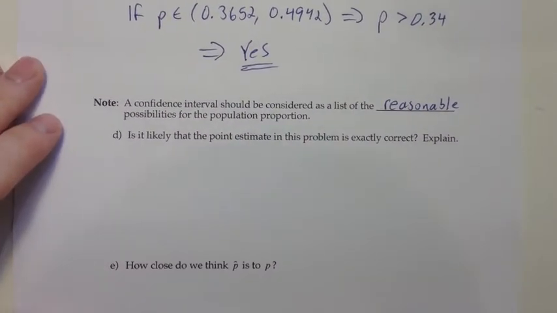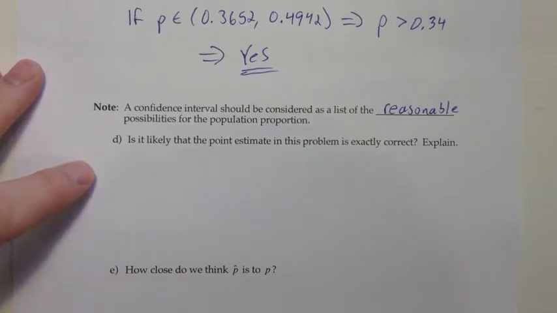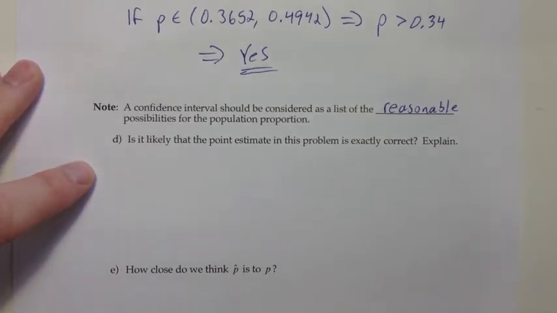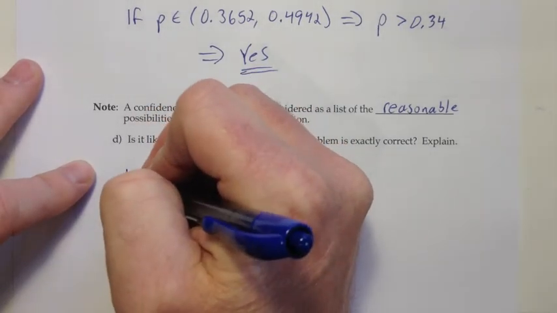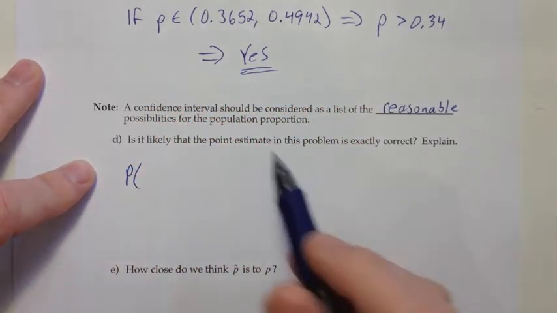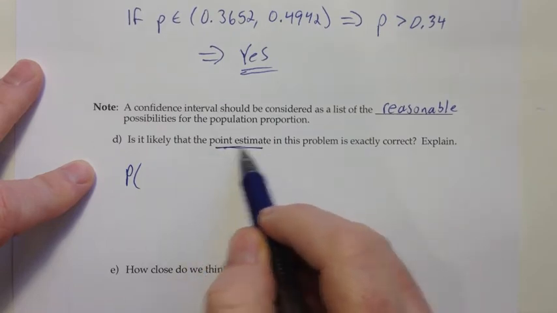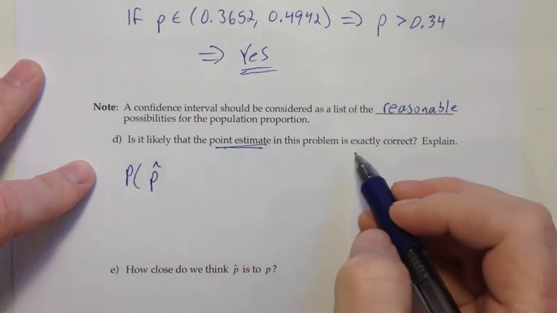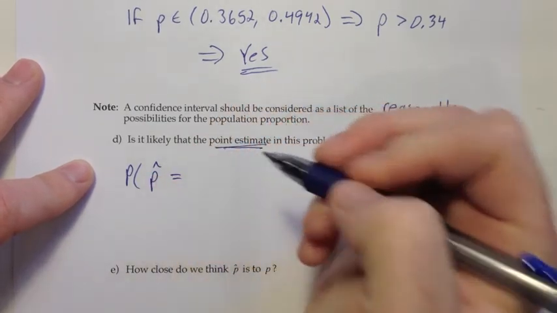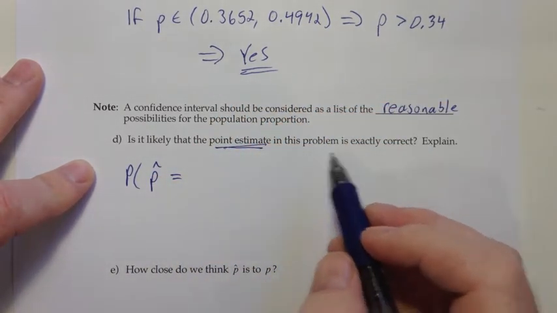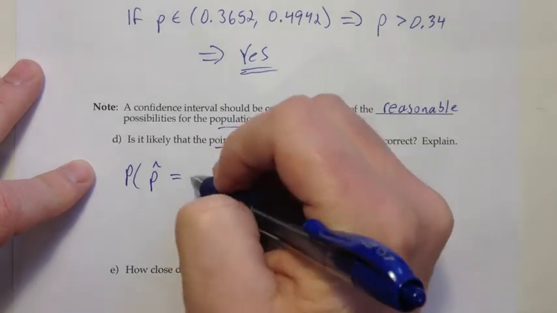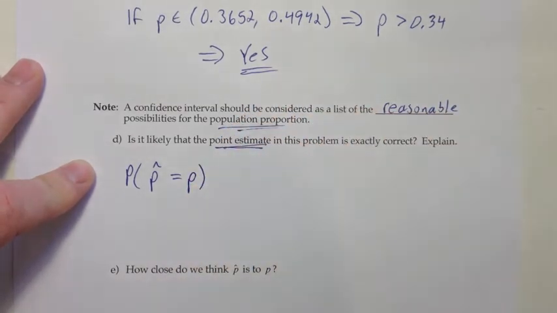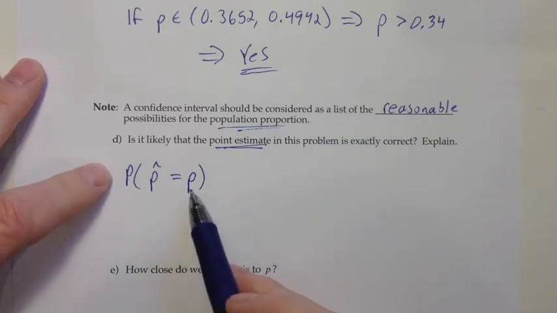So is it likely that the point estimate in this problem is exactly correct? This is a question that we've seen over and over again. Is it likely? I'm going to take that to be a probability question. And the point estimate, that is the value from our sample, so that was p hat. And is that exactly correct would be meaning when we use it as an estimate, is it exactly equal to the population proportion?